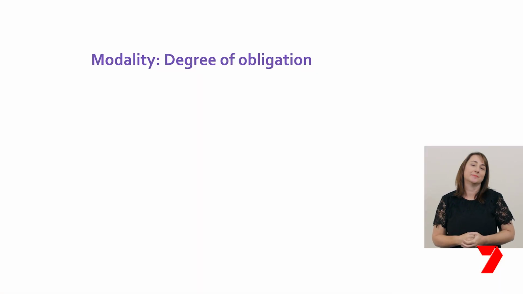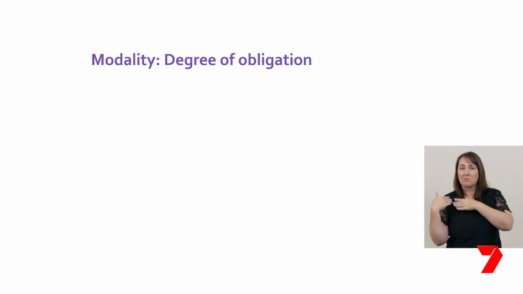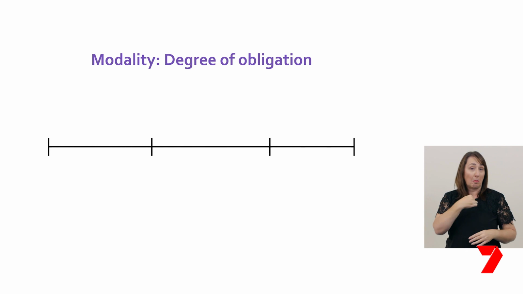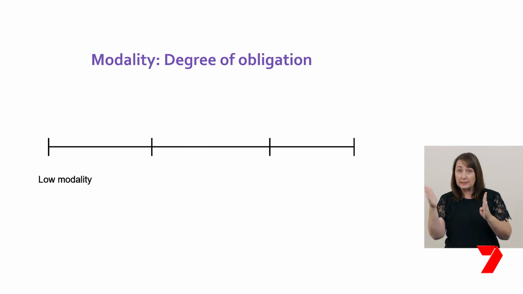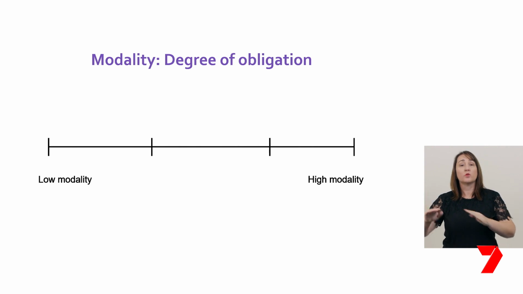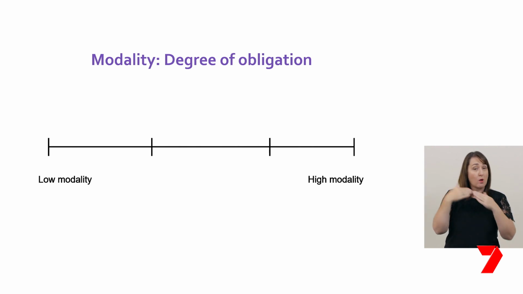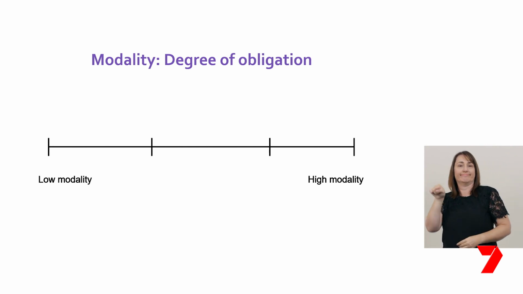We can think of modality in terms of degrees of obligation. This means how necessary something is. On our cline or continuum, words that have a lower degree of obligation are placed on the left, and words that have a high degree of modality are on the right. Our obligation becomes stronger as we move from the left, where the weakest degree of obligation will be placed, to the right, where the word has the strongest degree of obligation.